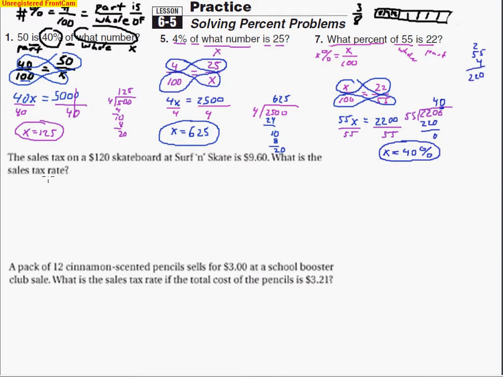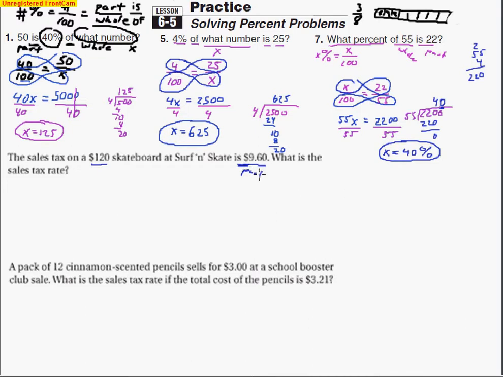I've got a couple of word problems on the homework. These are very similar problems. Actually, these come from the textbook, and here's one of them. The sales tax on a $120 skateboard at a surf and skate is $9.60. So this, see, it says is $9.60. This even tells us that this is the part.